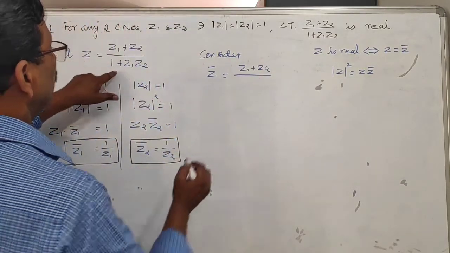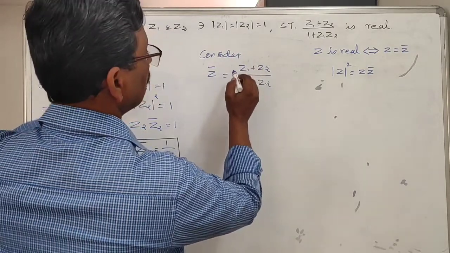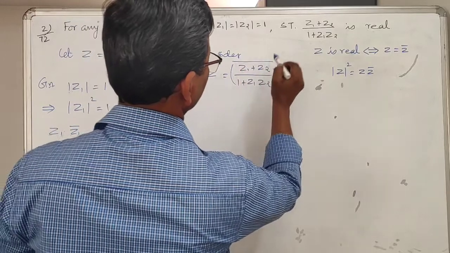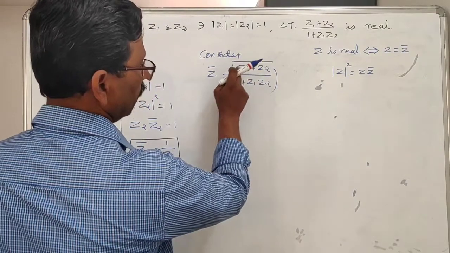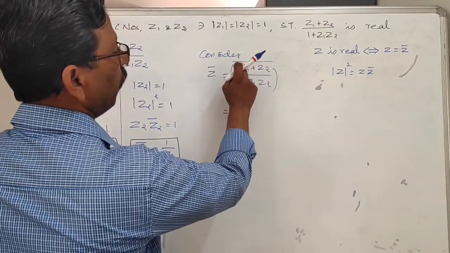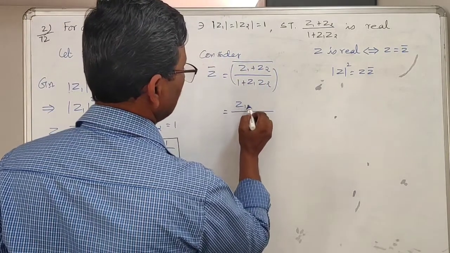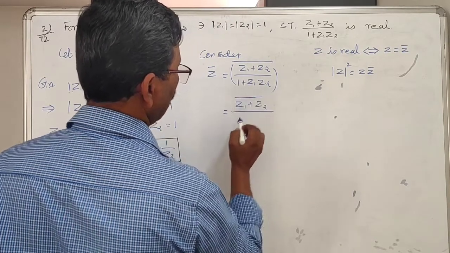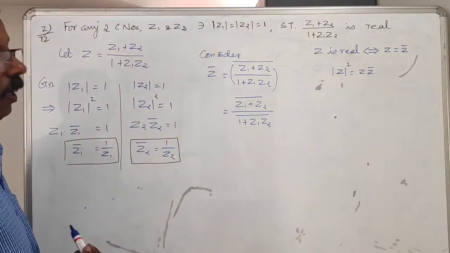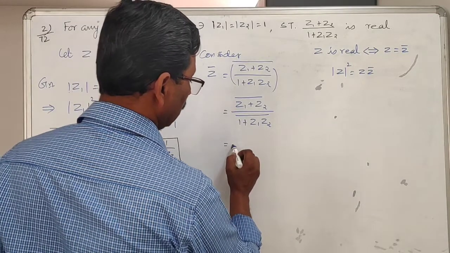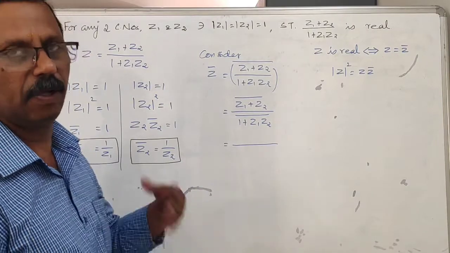plus Z2 by 1 plus Z1 into Z2. For this we have to take conjugate. Now we know very well, if you have two complex numbers, this is one complex number, another complex number, for taking conjugation you can take separately conjugate, then you can find its quotient, that you can write Z1 plus Z2 whole bar by 1 plus Z1 into Z2 whole bar. Yes, if you have sum of two complex numbers or product of two complex numbers, if you take conjugate, it can be taken separately and you can multiply or add.